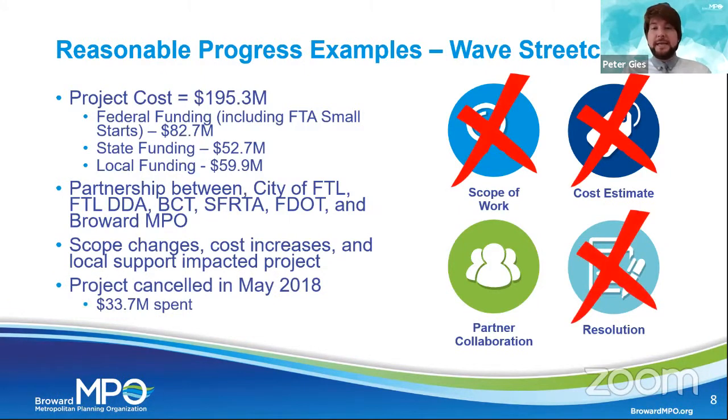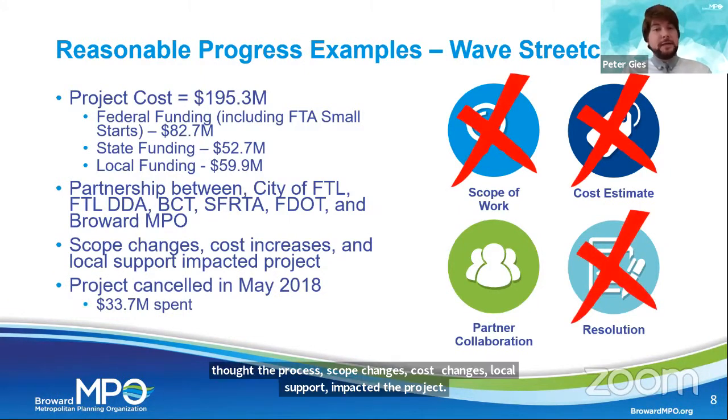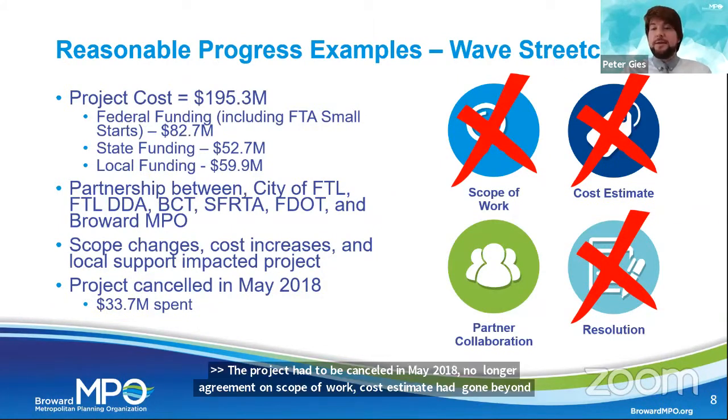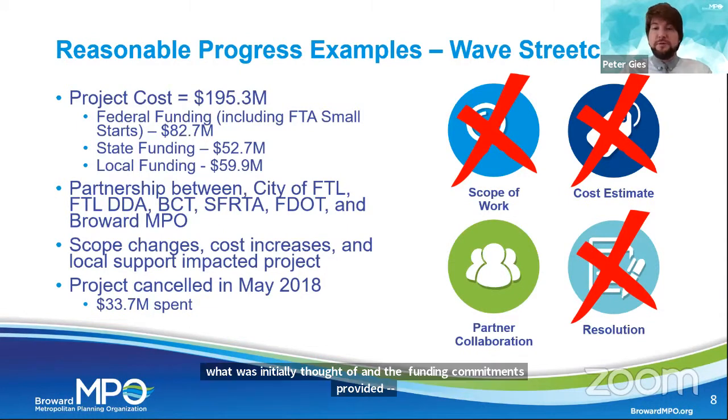So the project had to be canceled in May 2018 because there was no longer an agreement on the scope of work. The cost estimate had gone up beyond what was initially thought of as part of the FTA Small Starts funding and all of the funding commitments provided by the partners. And then a resolution of support was rescinded by the City of Fort Lauderdale because they no longer wanted to move forward with the project. So this again was another case where we lost three out of the four program ready elements with the Wave Streetcar.